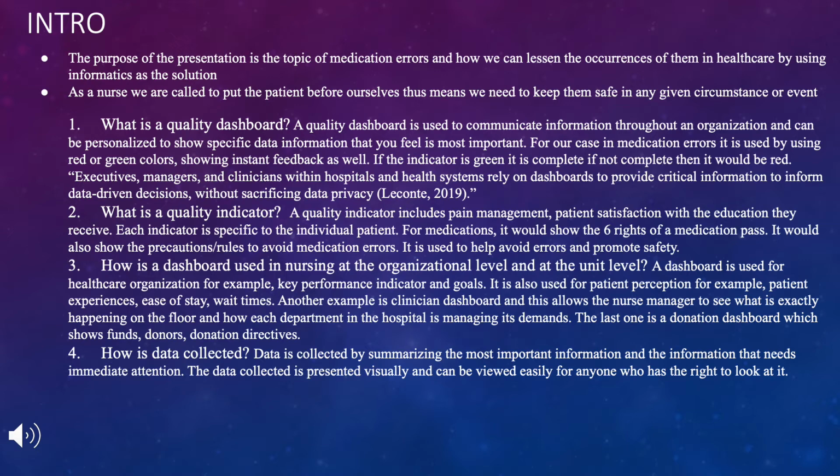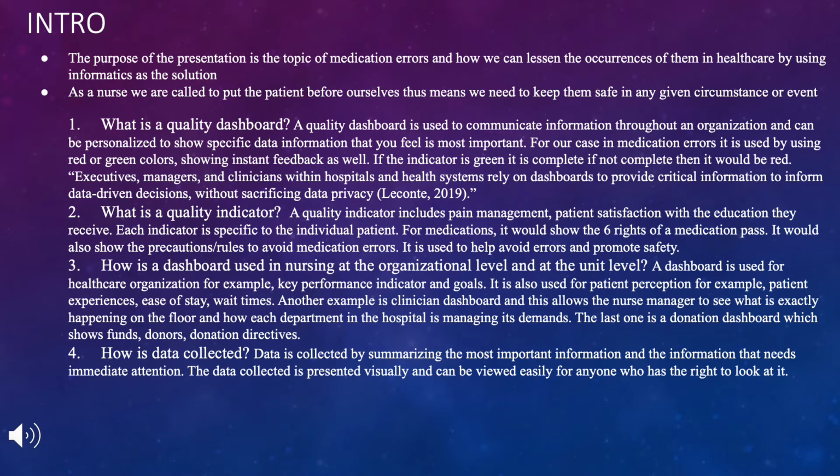What is a quality indicator? A quality indicator includes pain management, patient satisfaction with the education they receive. Each indicator is specific to the individual patient. For medications, it would show the 6 rights of a medication patch. It would also show the precautions and rules to avoid medication errors, and it's used for a wristband when you're scanning, and allergies and stuff like that.